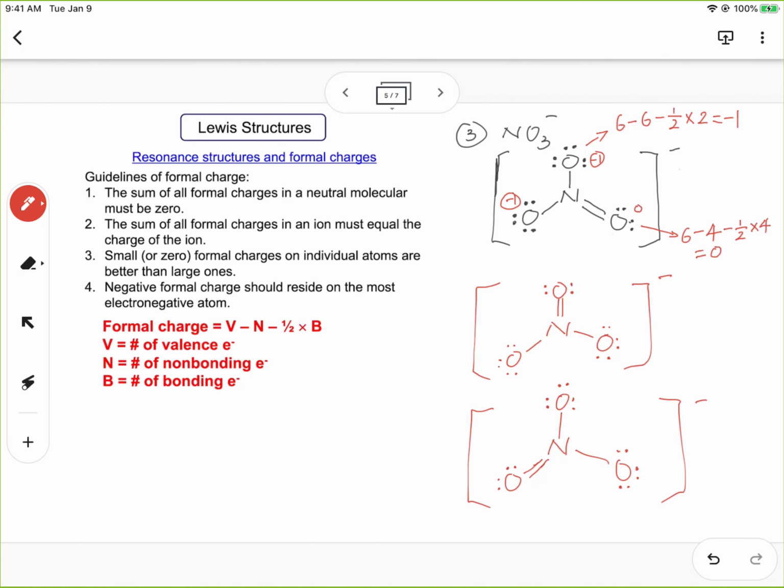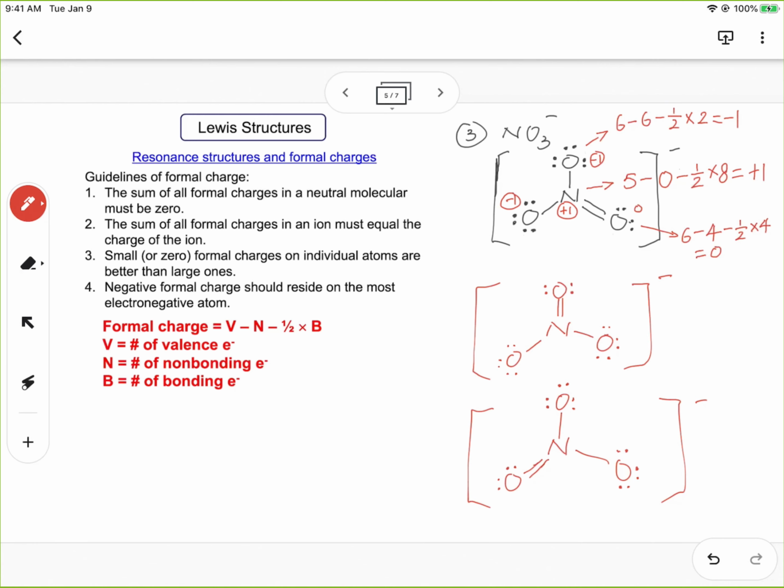Now, nitrogen, I'll write the nitrogen right here. 5 valence electrons minus non-bonding electrons. For nitrogen, there are no non-bonding electrons, therefore it would be 0, minus half of its bonding electrons. You have 2 single bonds, 1 double bond, so total 8 bonding electrons. So this one would be +1. Okay, so I'll label the +1 here.